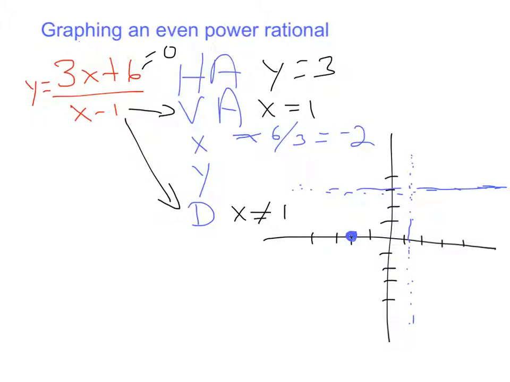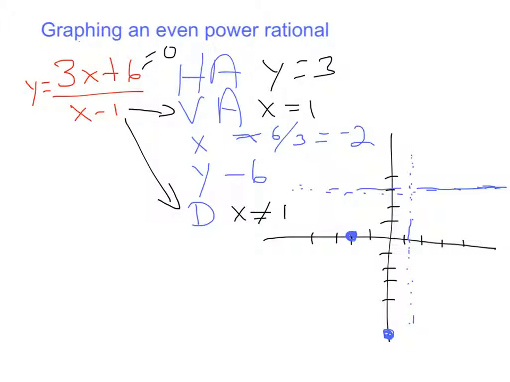My y-intercept is where I stick 0 in for x. If I plug 0 in the numerator, I'm going to get positive 6, and 0 down here, I'm going to get negative 1, so that's going to be negative 6. So that's going to be way down here. That's going to be my y-intercept.